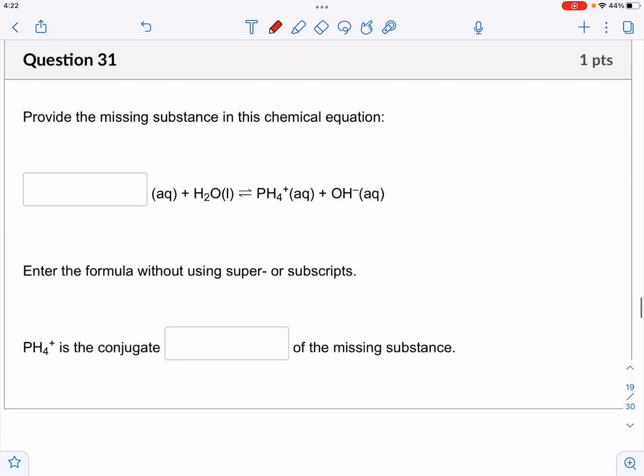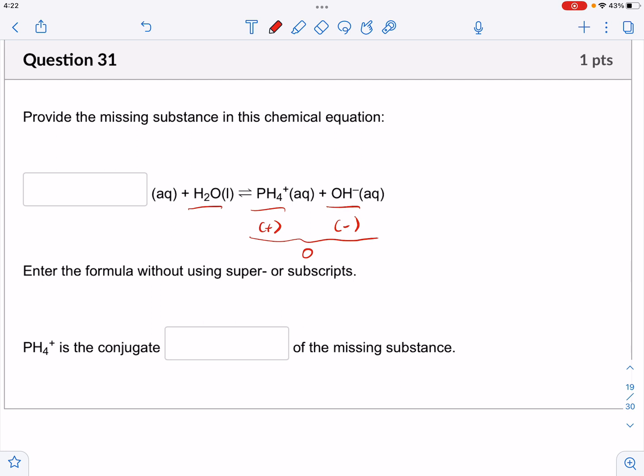All right, provide the missing substance in this chemical equation. So we have water, we have PH4 plus, and then we have OH minus. I'm assuming that the equation is balanced. You have a plus 1 here and you have a minus 1 here, so you end up with a charge of 0 here. So the one thing on the other side should be neutral.